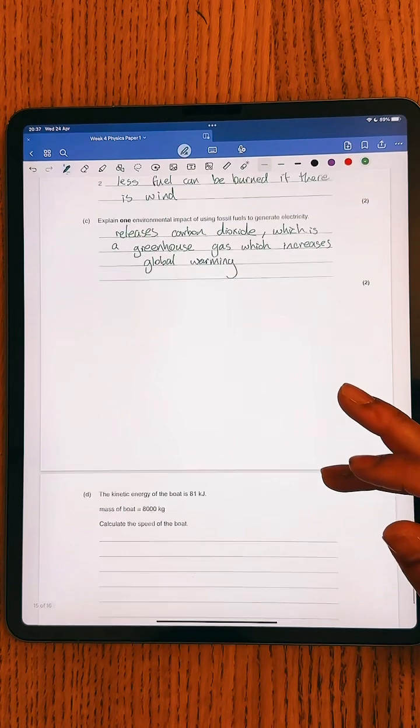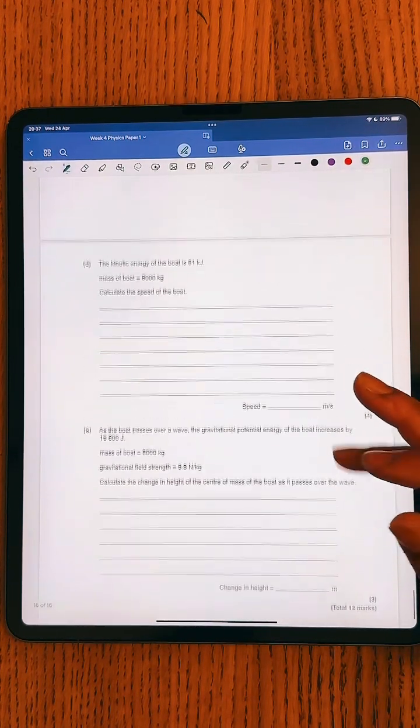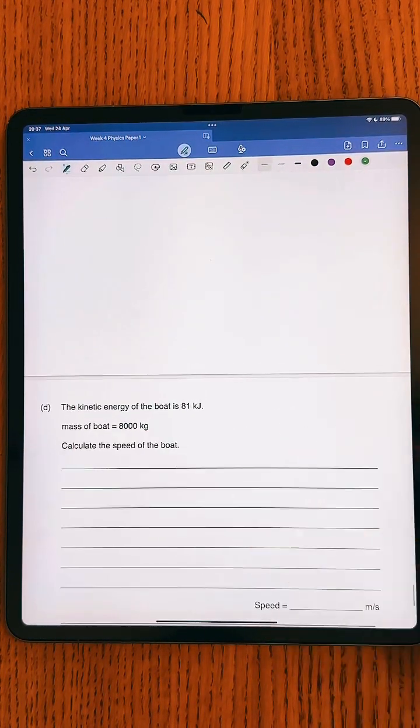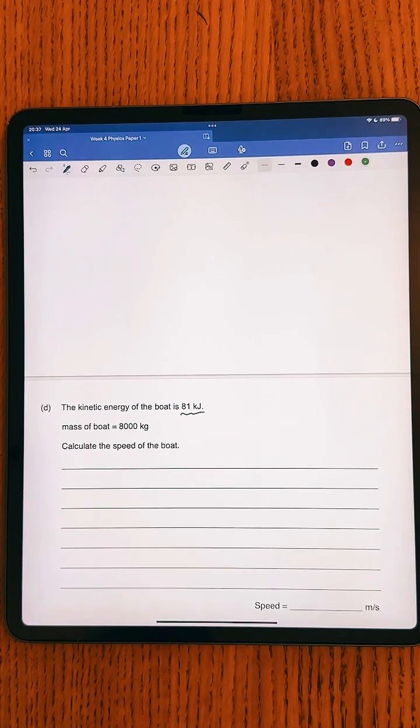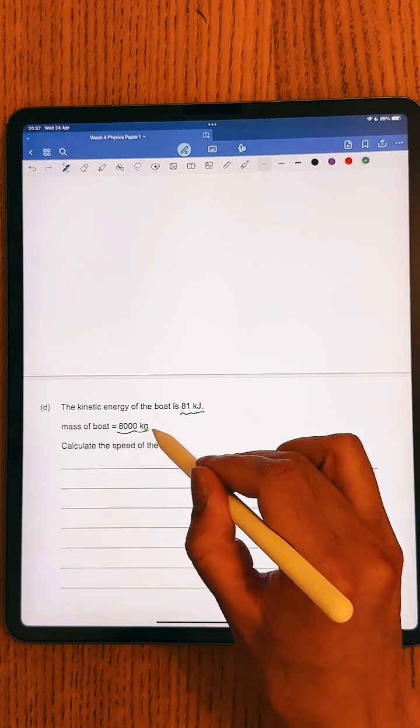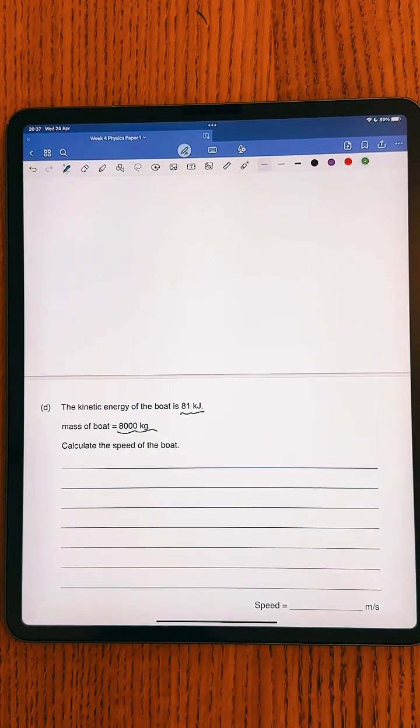Okay, let's move on to the next one. We've got a few calculations here. Kinetic energy of the boat is 81 kilojoules. Mass of the boat is 8,000 kilograms. Calculate the speed of the boat. What do we need to do here? We need to use the equation for kinetic energy, right?